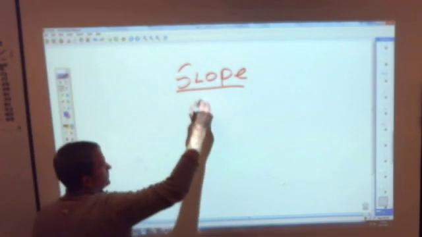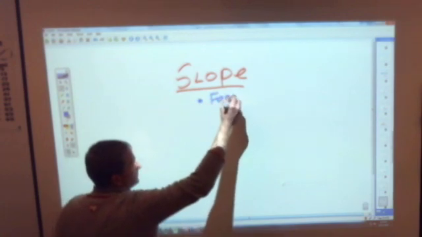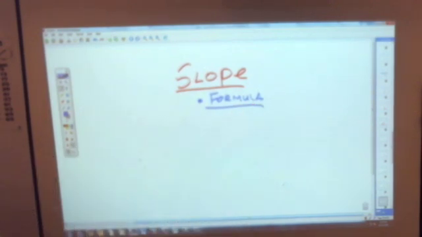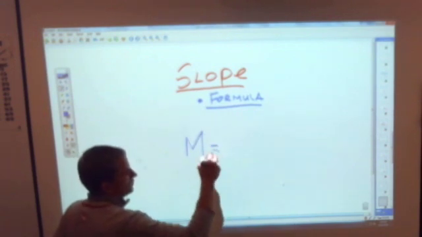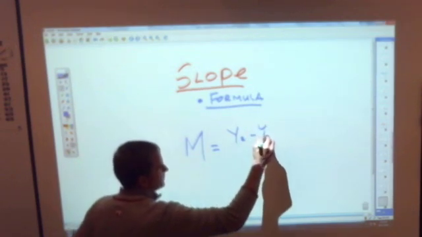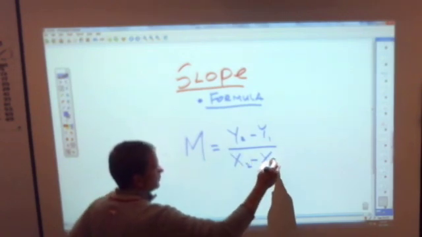Write this down, ladies and gentlemen. Today we talk slope, using the slope formula. And that's a simple one, ladies and gentlemen. Ready? I'll write it down there. The slope formula is, remember we said that we use the letter M for slope? Slope equals, watch this, y sub 2 minus y sub 1 all over x sub 2 minus x sub 1.